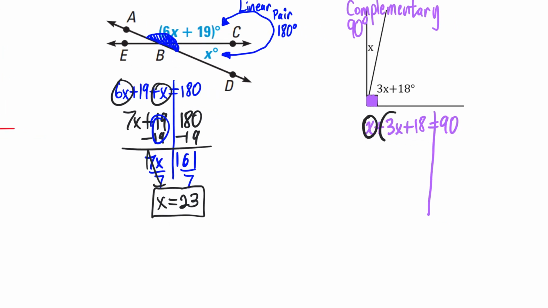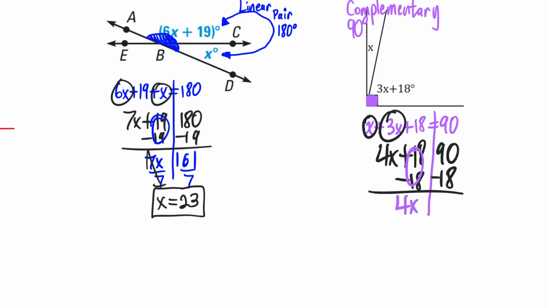All right, on this one, x plus 3x is 4x plus 18 equal to 90. We're going to subtract 18 on both sides. 4x equals 72, divide by 4 on both sides. And x equals 18.